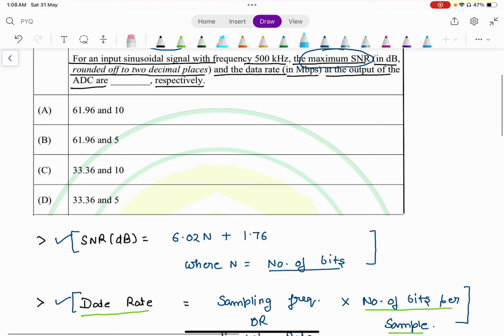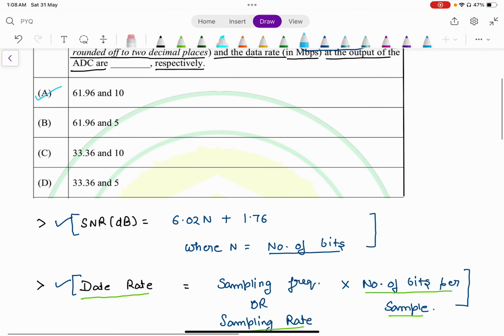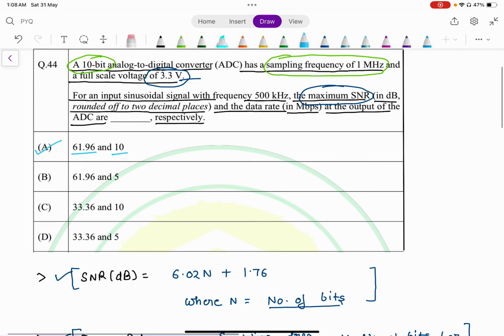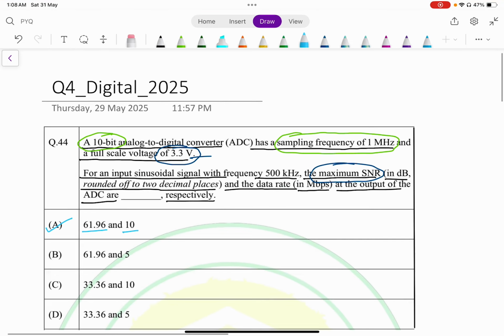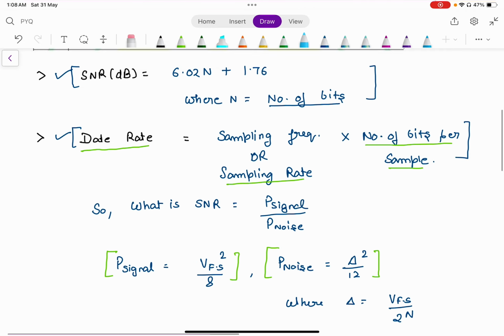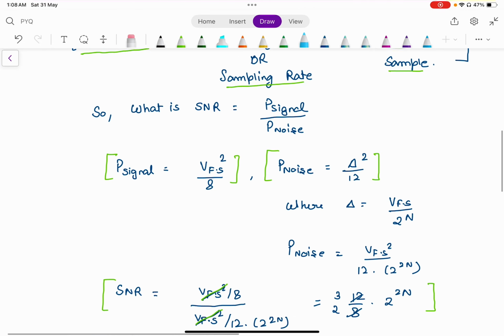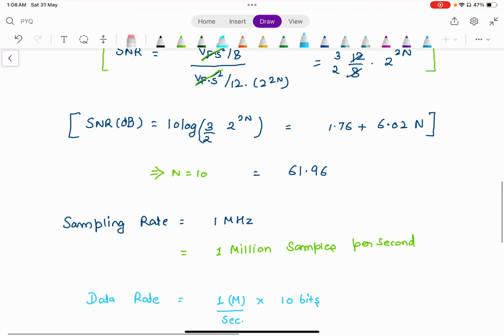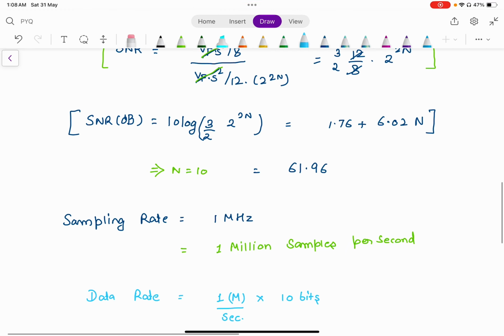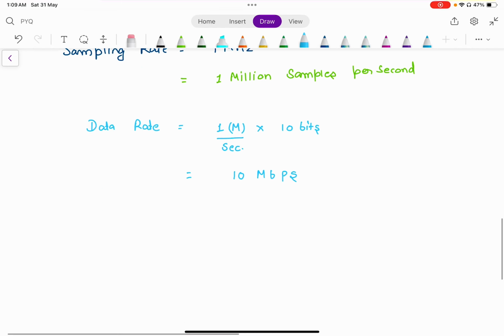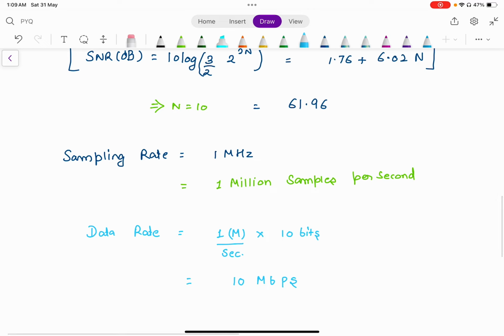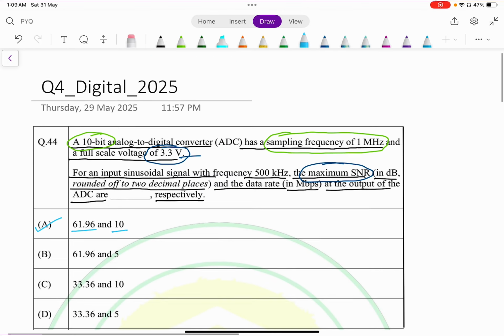So your answer will be option A, 61.96 SNR and 10 megabits per second your data rate. I hope you understand the basics of this question. This question doesn't have much procedure. You should be aware of only these two formulas, but for the sake of clarity, you should know the fundamentals of this question. Thank you.